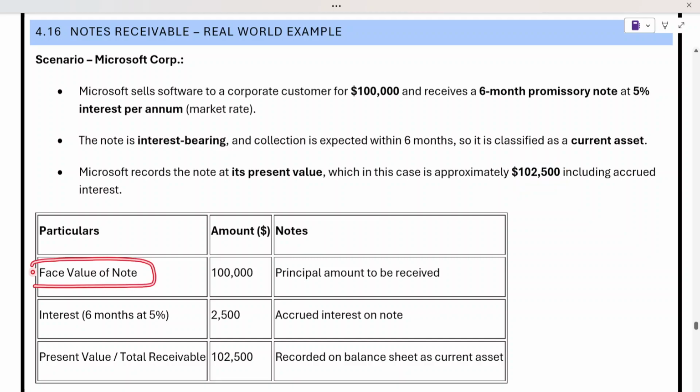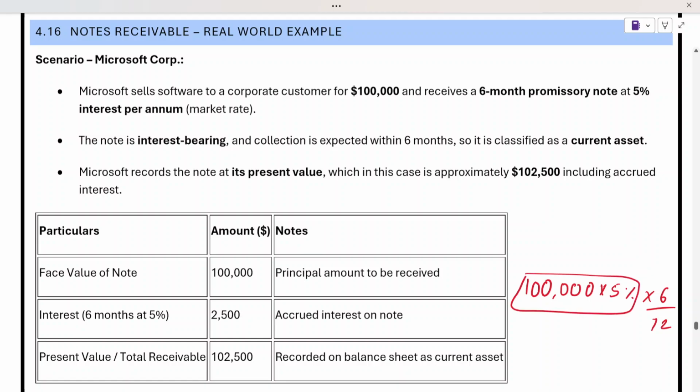The face value of the note as of now is $100,000, which is the principal amount, as we know. Then the interest for 6 months at 5%. If this is $100,000, then on $100,000 you calculate 5% for 6 months. If you calculate both of them, this gives us 5,000, and if we solve this for 6 months, we get 2,500. So this $2,500 is the accrued interest, and the overall value of this note is $102,500 in total.